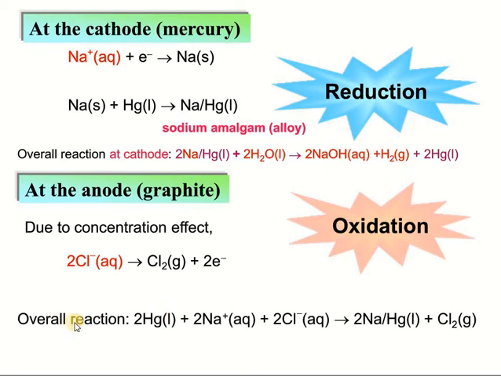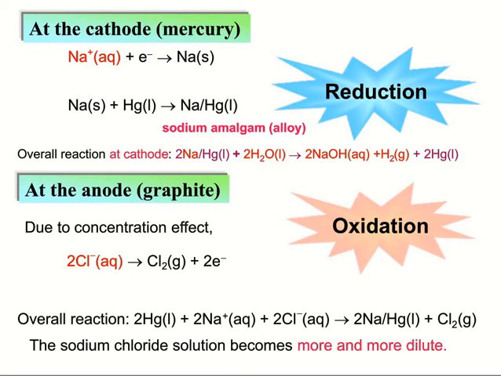In the overall reaction, liquid mercury unites with the sodium, and sodium undergoes reduction while chlorine undergoes oxidation. So the final overall reaction is this one. The sodium chloride solution becomes more and more dilute.